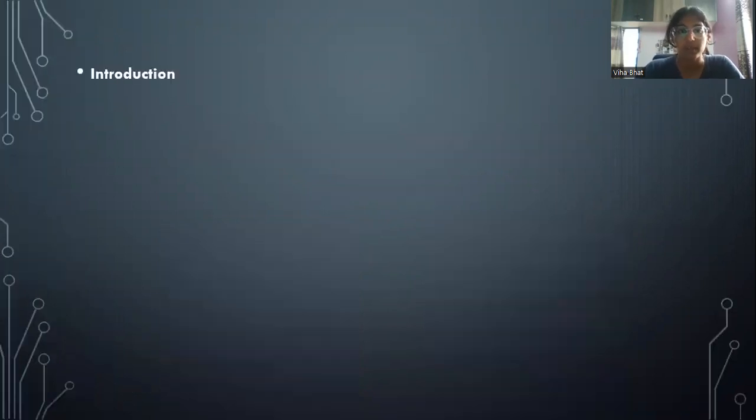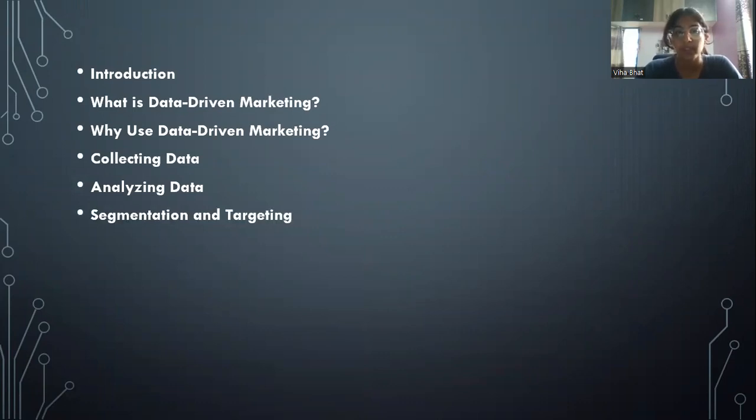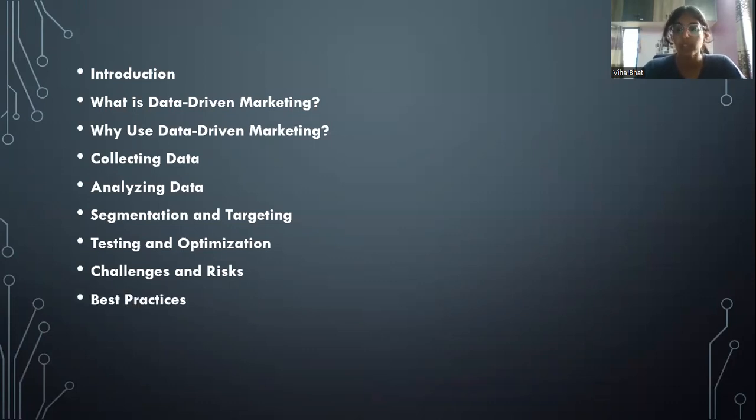So we're going to talk about a lot of things today, which includes what is data-driven marketing, why we use data-driven marketing, how do we collect data, how do we analyze this collected data, how do we segment and target audiences, and how do we test and optimize our marketing strategies, what are the challenges and risks in data-driven marketing, and what are the best practices to use in data-driven marketing. And then the conclusion.